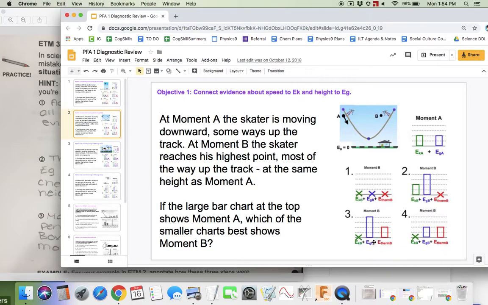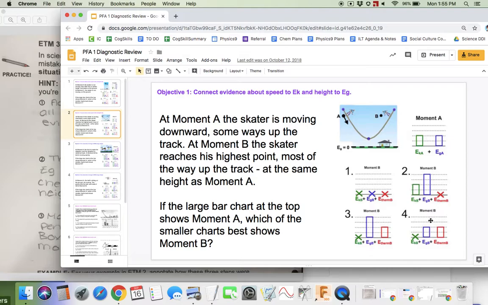This answer choice also doesn't work because it shows 4 bars at moment B. So 2 is wrong for 2 different reasons, and 3 is wrong for the height reason. What about answer choice 1? I guess this would mean an X that the skater's height has actually gone down. And that's not correct because, again, the height is the same at moment B as at moment A. So this one can't be right either.